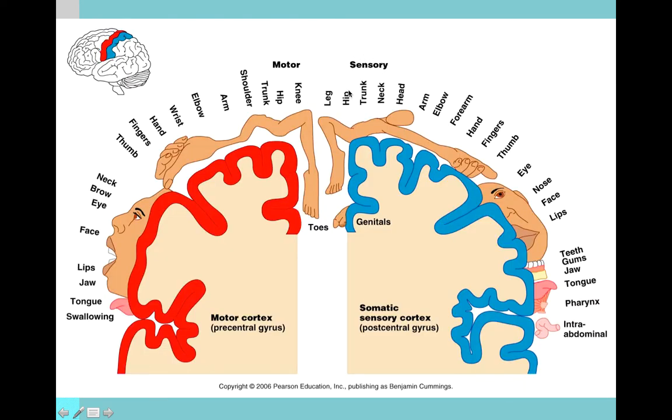These are the things that you sense. When somebody touches your head, you feel it in here. If somebody touches your arm, you feel it in here. When you're using your hands and your fingers, you feel it in here. Look at how much space is devoted to your eye. These folds and wrinkles account for the development of those parts. Okay, and then you have your nose, your face, your lips, your teeth, gum, jaw, tongue, your pharynx.